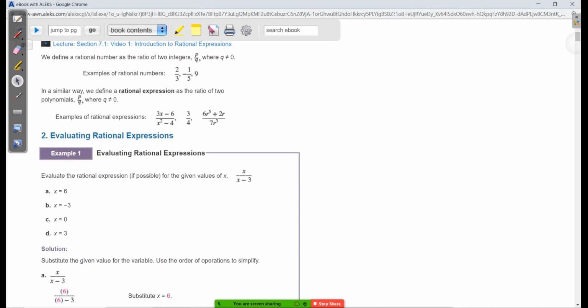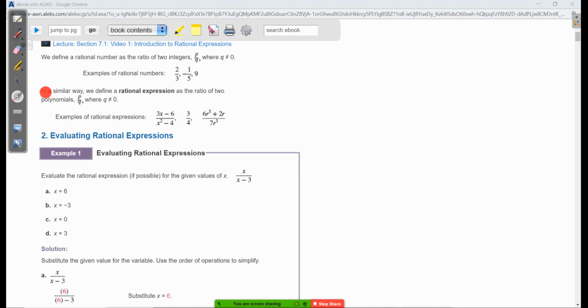Alright, so we define a rational number. We define a rational number as a ratio of two integers, p over q, some p over some q, where q is not equal to 0. Some examples would be 2 over 3, where it's in the form p over q, negative 1/5, and 9.